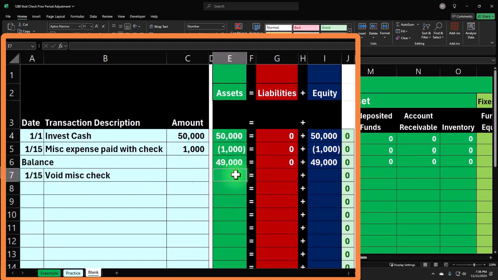So all we're going to do is say, okay, we're going to void the $1,000 check. So I'm just going to say now cash is going to go back up because the check didn't clear. It's not going to clear, we have determined. And therefore, we incorrectly decreased our checking account by 1,000. We have to put it back in there. And so now you might say, why would I do that? Why don't I just delete this one, right?